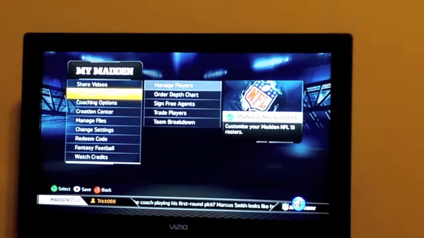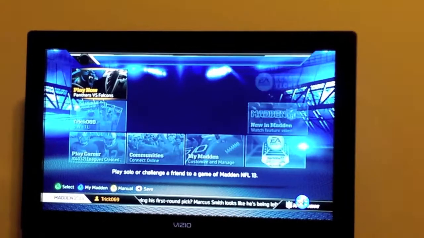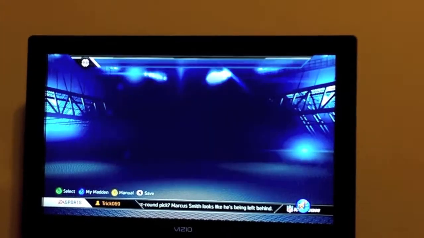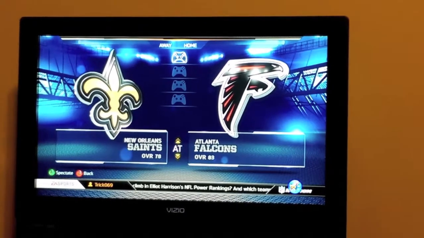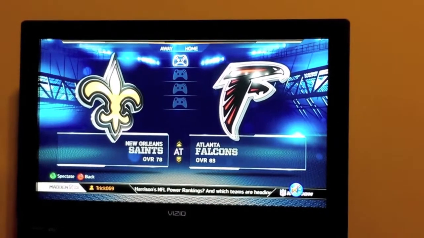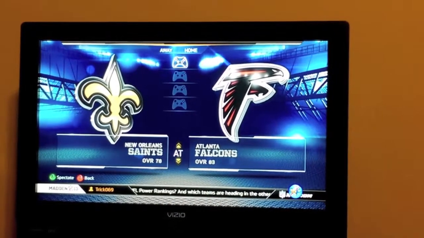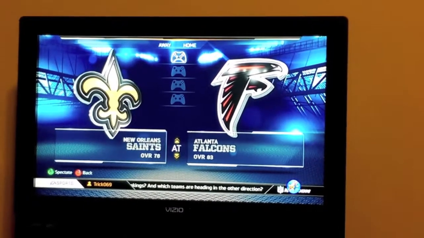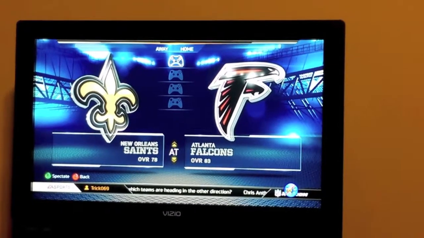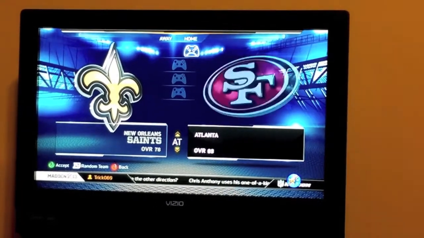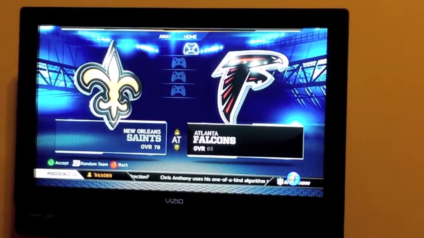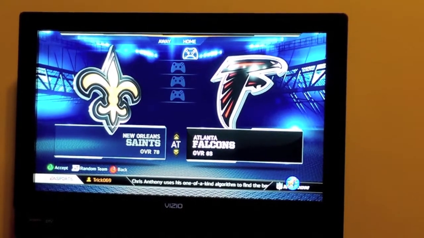If we go back to an exhibition match, we can choose which team is home and away. For our project, we looked at the Atlanta Falcons versus the New Orleans Saints. We can switch either team to have them on the home or the away side.